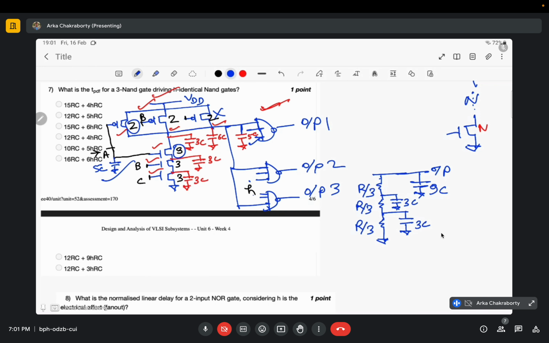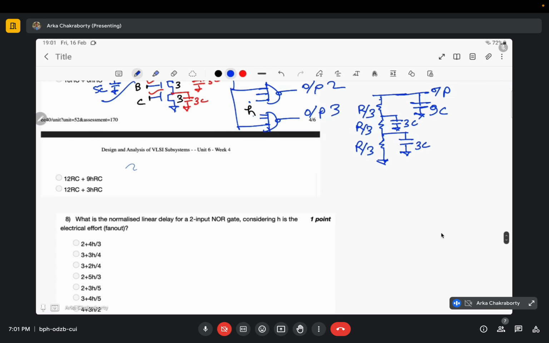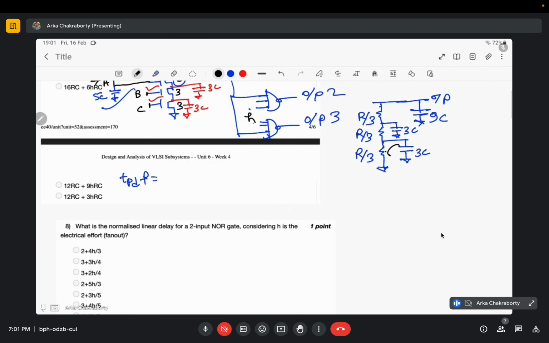So if I do the Elmore delay model, what would be my Elmore delay resistance? The propagation delay falling would be equal to, simple. First I will be considering this case, it would be R by 3 into 3C. Then I will be considering this path, so it would be R by 3 plus R by 3, 2R by 3 into 3C. Then I will be considering this path, so it would be R by 3 plus R by 3 plus R by 3 into 3C.